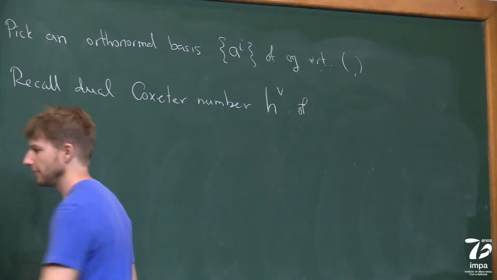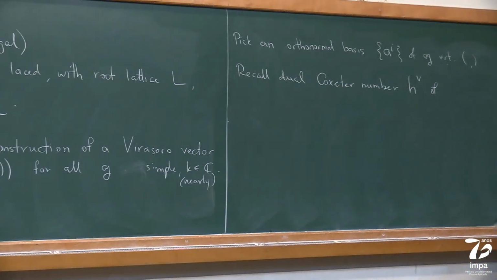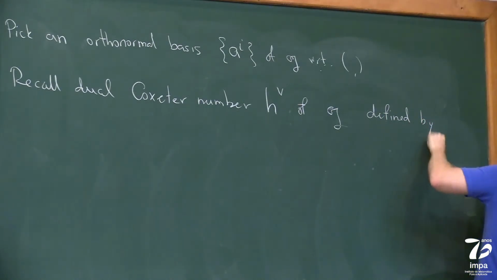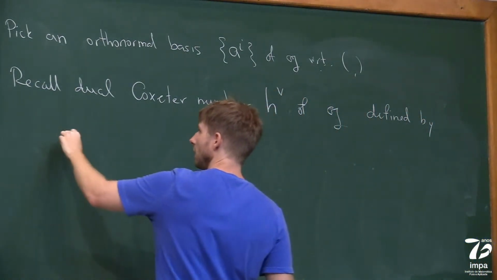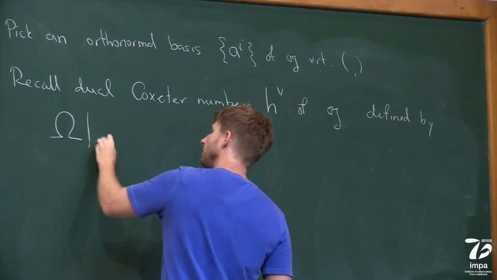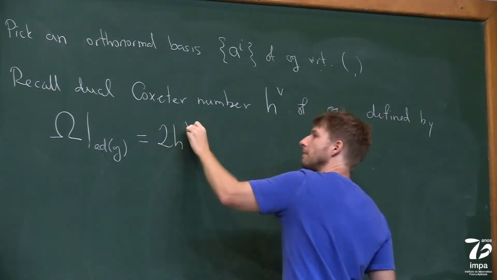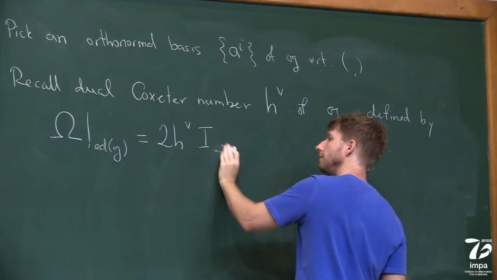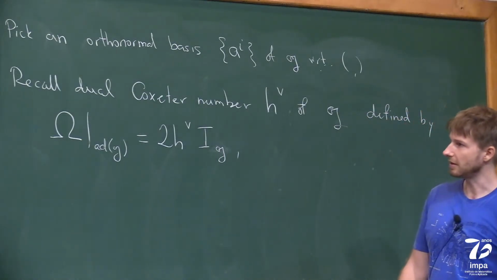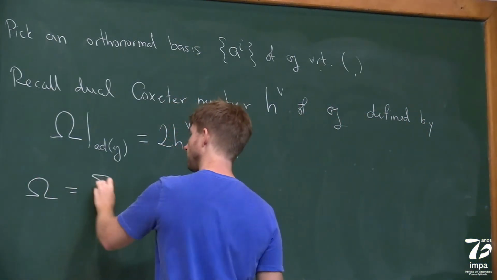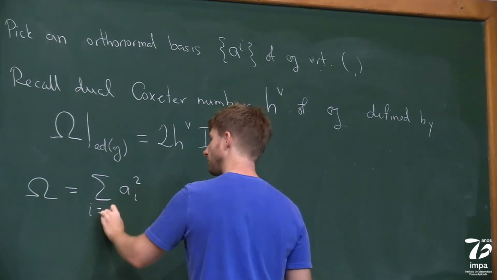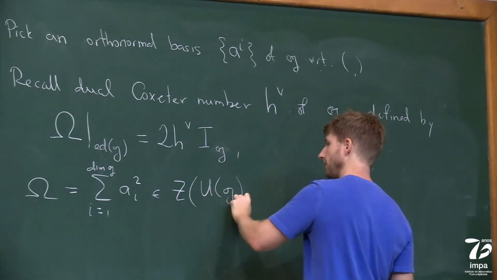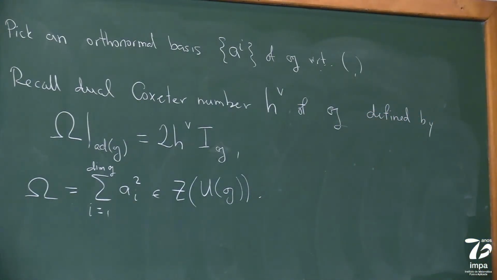Semi-simple, but just to save time, let me say simple. So the dual Coxeter number of G is defined by one half of the eigenvalue of omega, where omega is this Casimir element in the center of the universal enveloping algebra. Okay, so that's the definition of this number, h check.